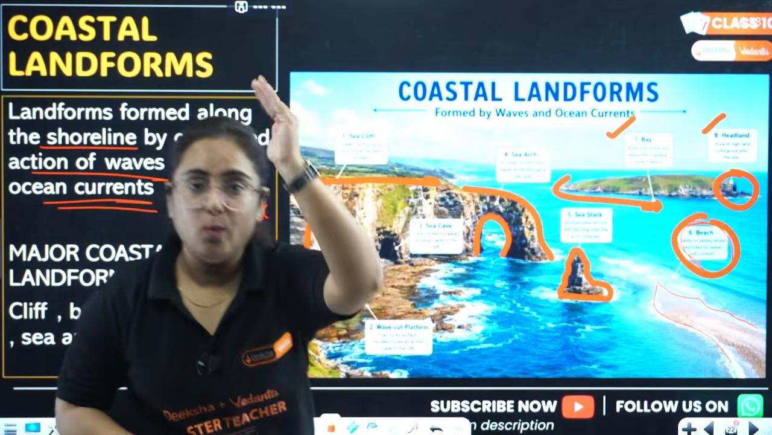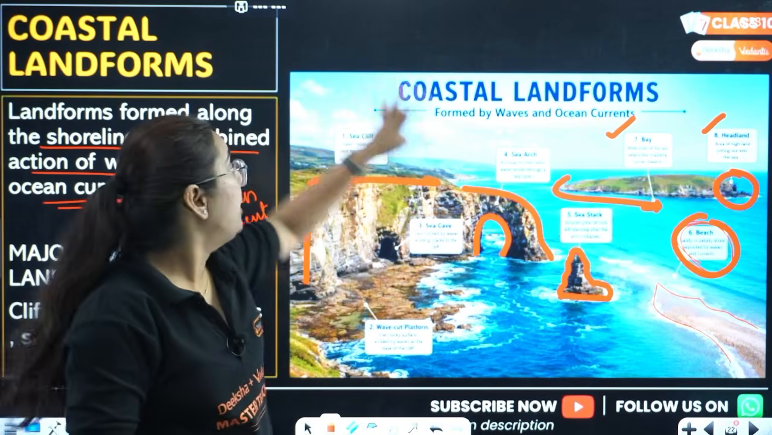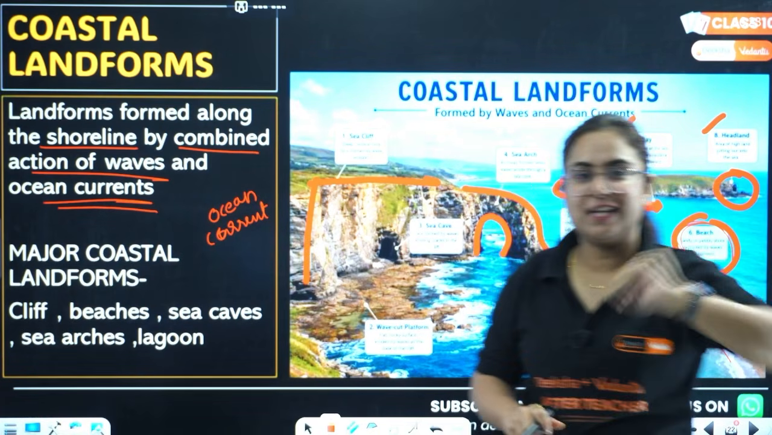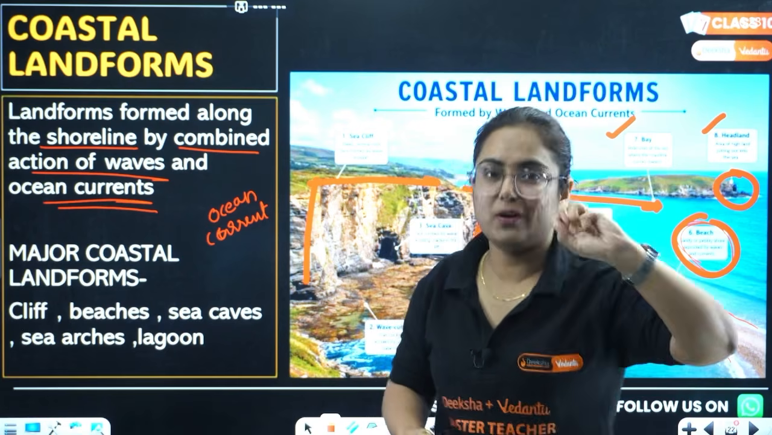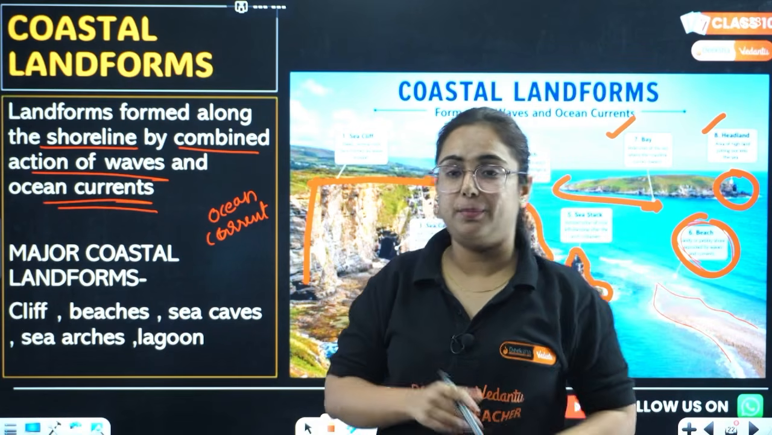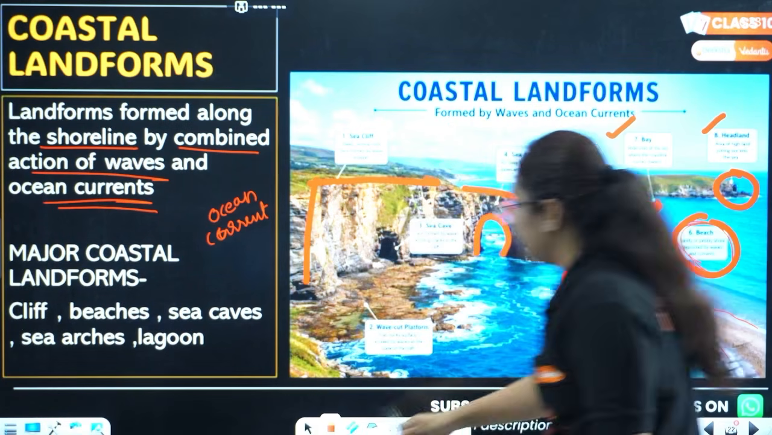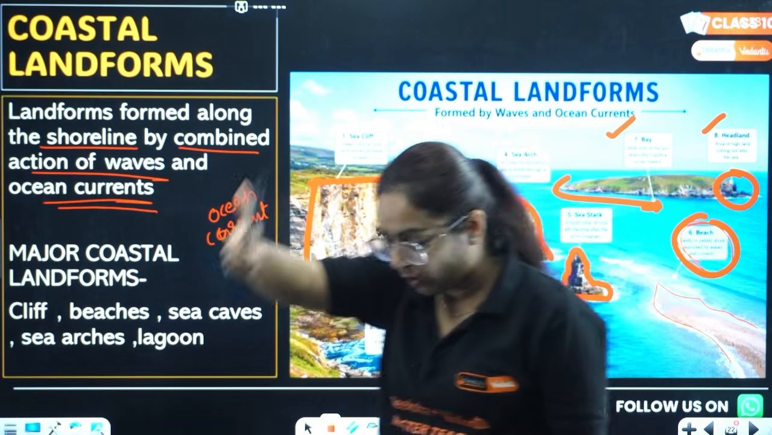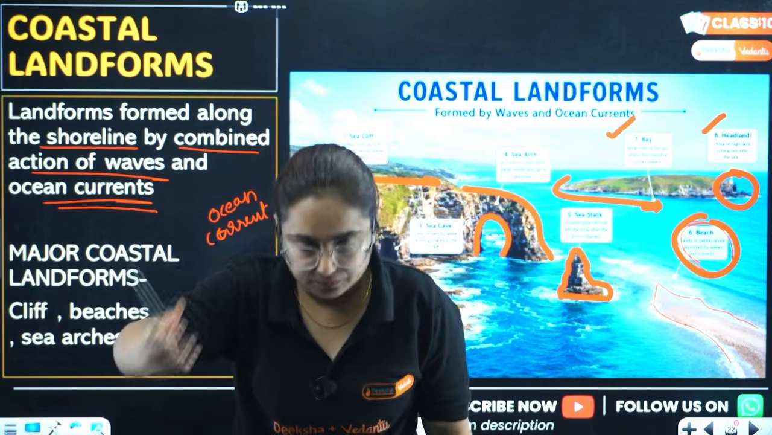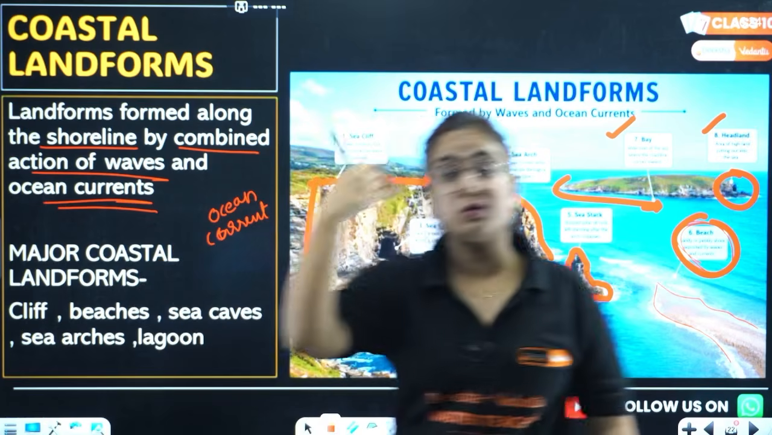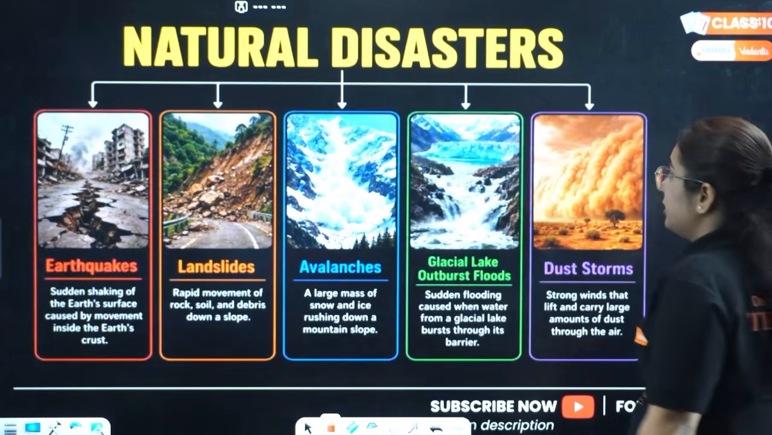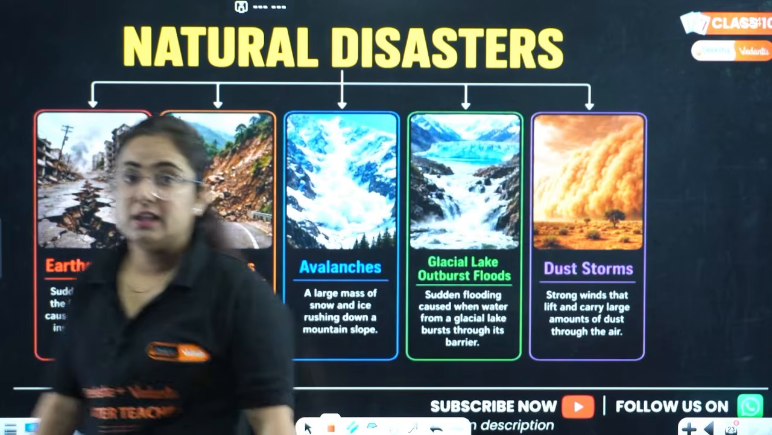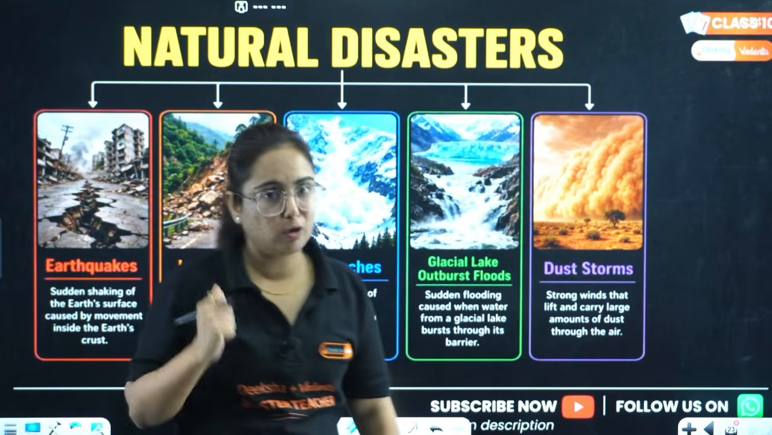So what I want to show you from this is, because of the action of ocean waves and currents, different types of landforms are formed. Similarly, landforms are formed because of rainwater, running water, the action of wind, glaciers, etc. Okay, so this was how certain landforms are formed around the world.